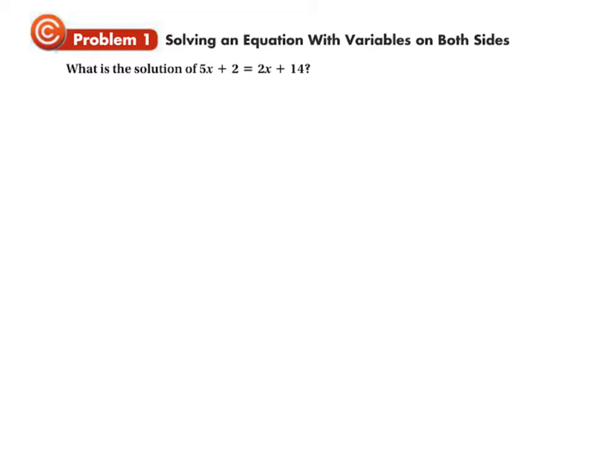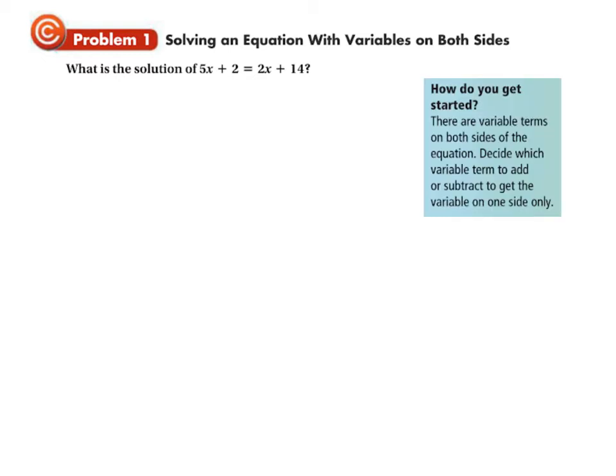Notice the new thing that we're adding here is that we've got the variable on both sides, and that's what this says. Okay, so how do you do that? Well, how do you get started? There are variable terms on both sides, so you've got to decide which variable term to add or subtract so that you've got them all on one side. Essentially, we're going to first get rid of the variable on one side. In fact, on this step we're going to subtract the 2x from here and then also subtract 2x from the other side.